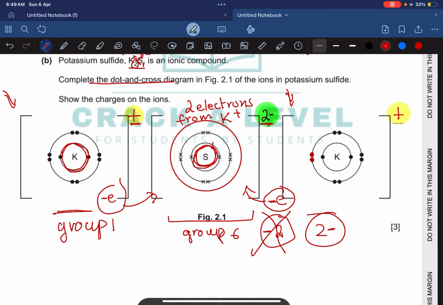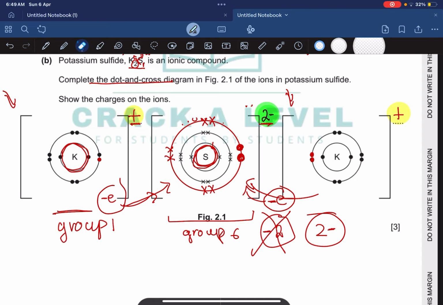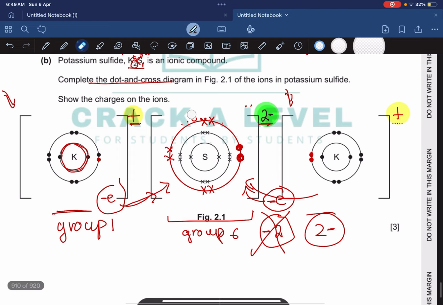6 though it's gonna have its own. So 6 crosses 1, 2, 3, 4, 5, 5 and 6. But the problem is now it has gained 2 electrons, 1 electron from 1 potassium and 1 electron from another potassium. So now you need to show 2 dots in sulfur's last shell. Okay? These 2 dots carry marks. These are very important. This shows that sulfur has basically gained 2 electrons from the potassium.